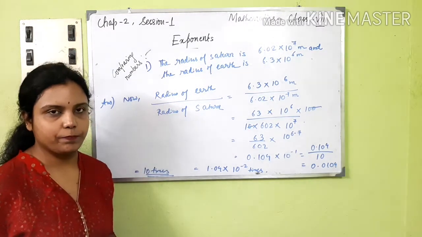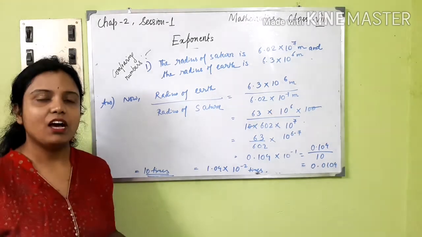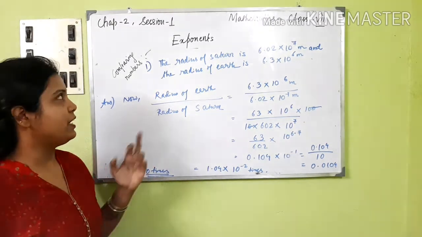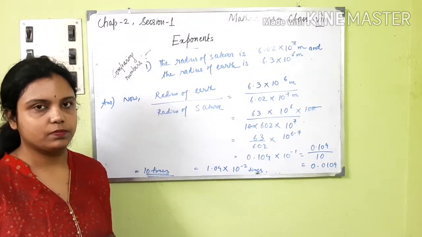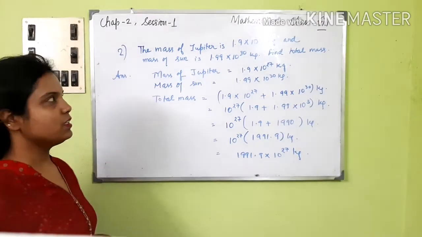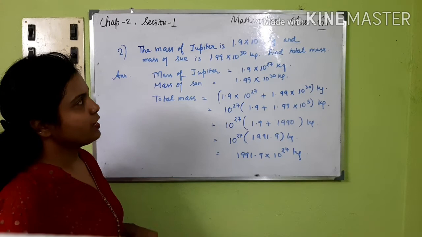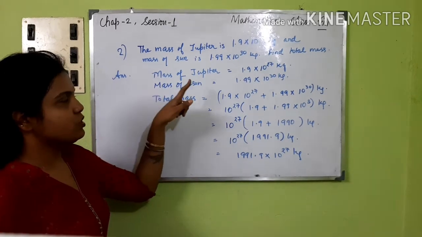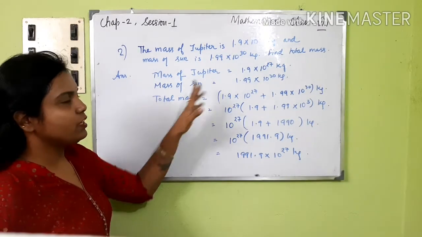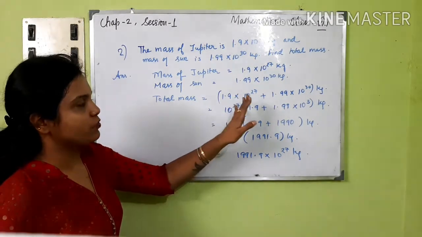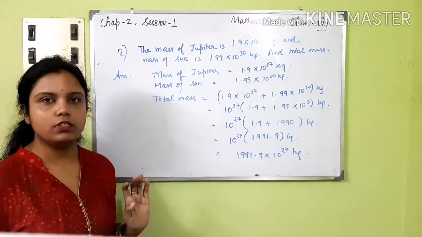Both are correct. Next, coming to the last portion of the Exponent chapter, that is how to add or subtract any two large numbers like this. Okay, the problem. Now, coming with the second example, as I said, this will be the addition one. The mass of Jupiter is 1.9 into 10 to the power 27 kg and mass of Sun is 1.99 into 10 to the power 30 kg. Find the total mass. So, accordingly, we have written the statement: mass of the Jupiter is 1.9 into 10 to the power 27 kg, mass of Sun is 1.99 into 10 to the power 30 kg.